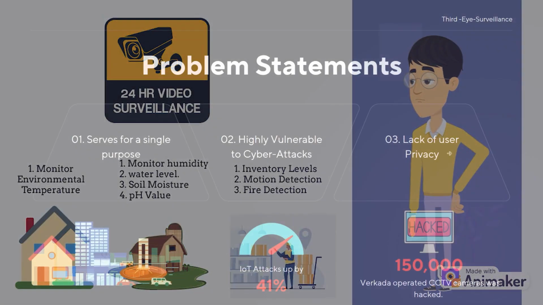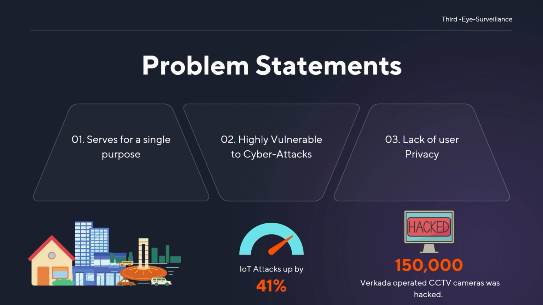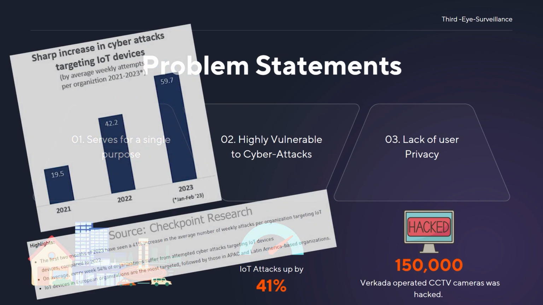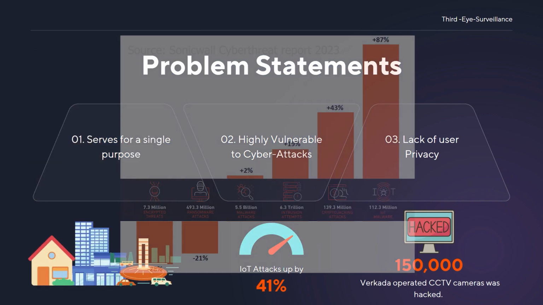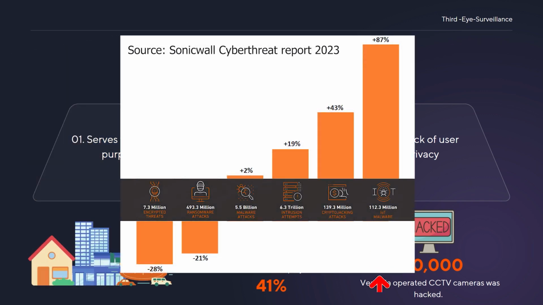There are three main reasons for this. Firstly, the modern surveillance system serves only for a single purpose, which does not offer customization. Secondly, most of the surveillance systems which are built on top of IoT technology are highly vulnerable to cyber attacks, and this can be further supported by the recent research and also security reports on the IoT devices.